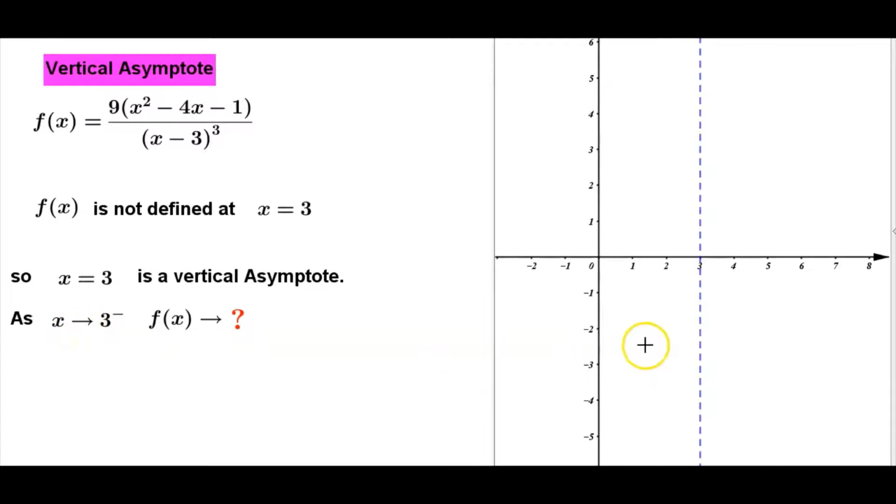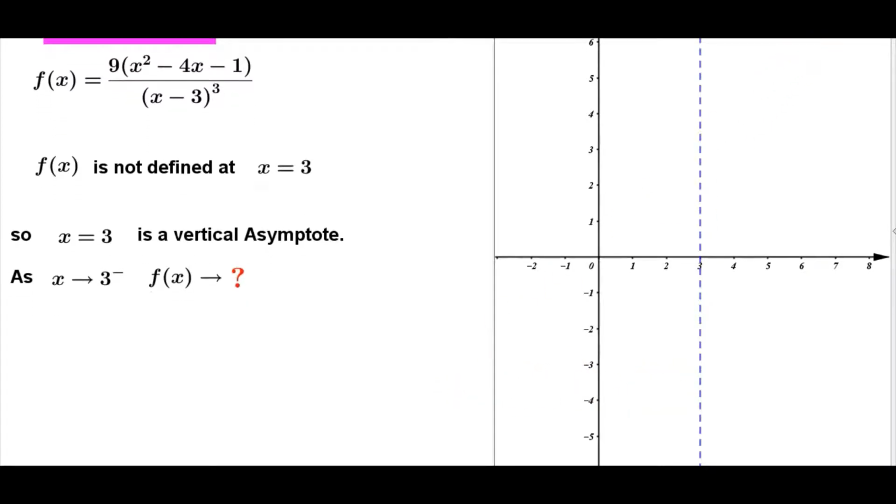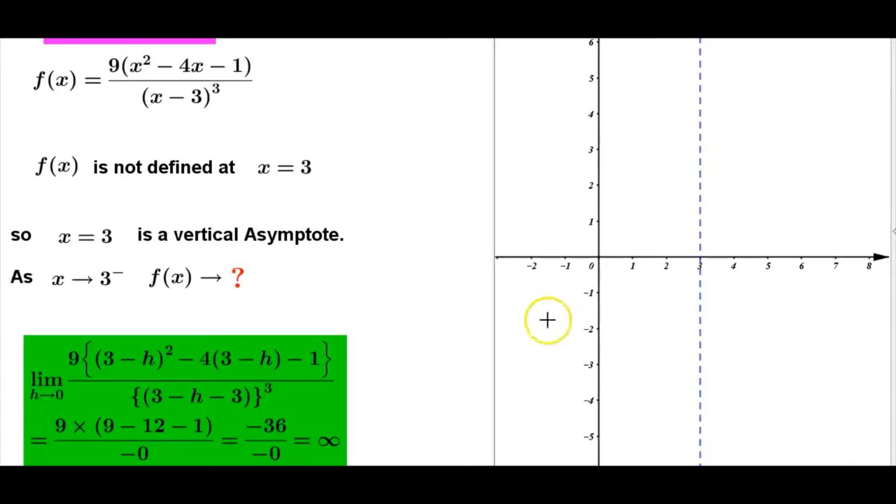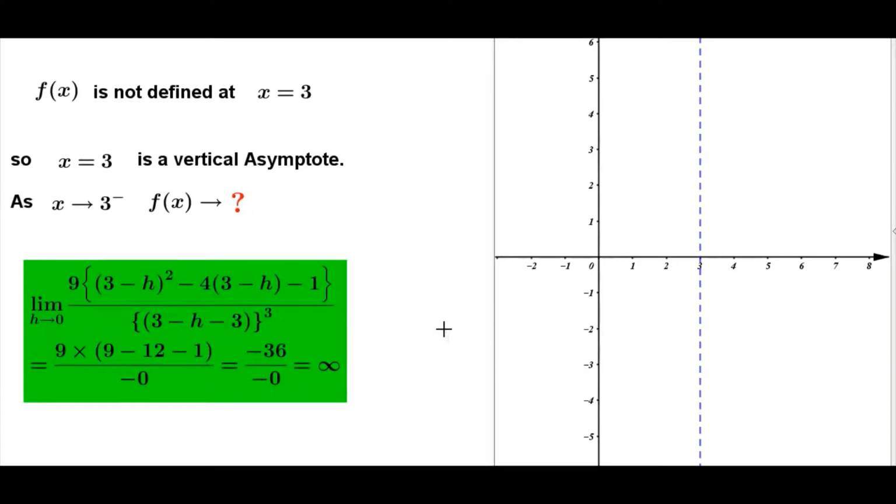As x approaches 3 from the left side is known as the left hand limit. So what is the left hand limit? We want to find the value of f(x) as x approaches 3 from the left hand side. To find the left hand limit, there is a rule. We already learned the left hand rule. This is the rule to find the left hand limit.